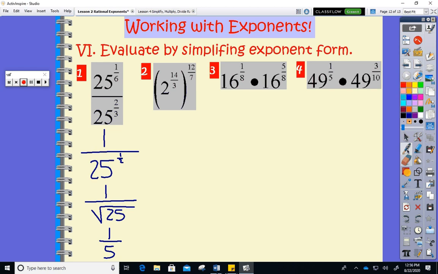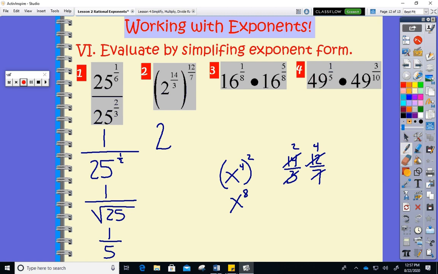Now the second problem is power to a power. So remember, if I had x to the 4th to the 2nd power, you just say, yeah, that's x to the 8th. Power to a power, you multiply. So I'm going to do the same thing. So it's going to be 2 to something. So my scratch work would be I need to do 14/3 times 12/7. Oh, look, look, look. 3 goes into 12 4 times. 7 goes into 14 twice. So 2 times 4 is 8. Well, that's 2 then to the 8th.